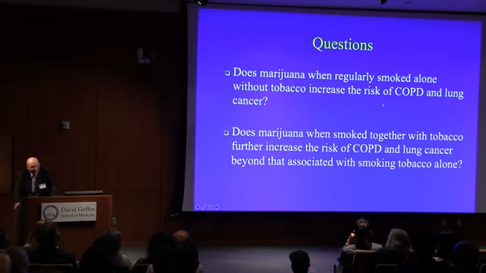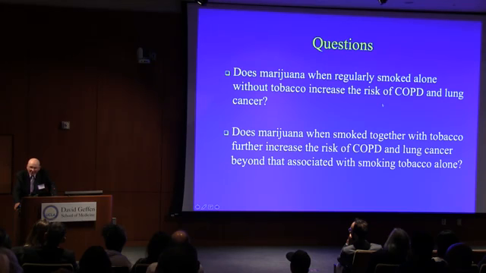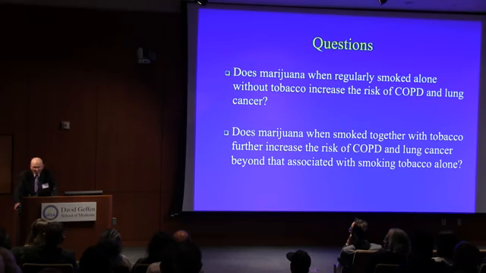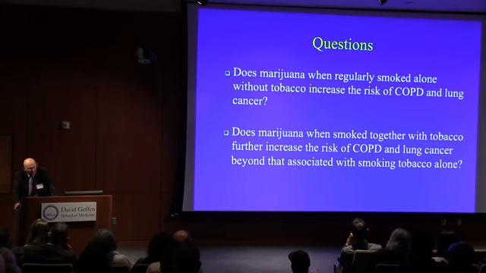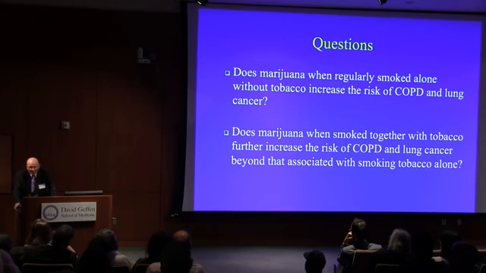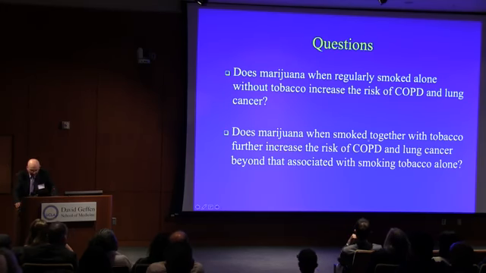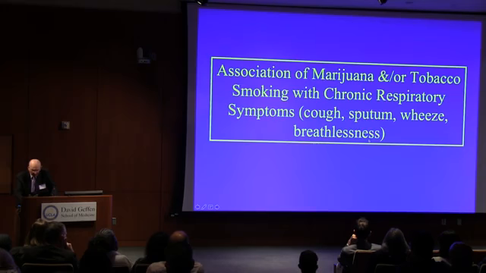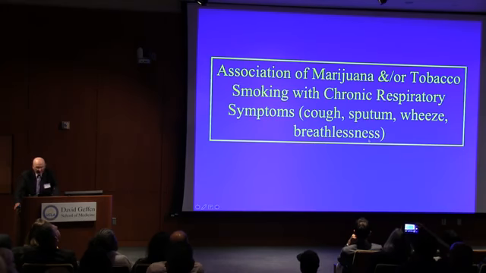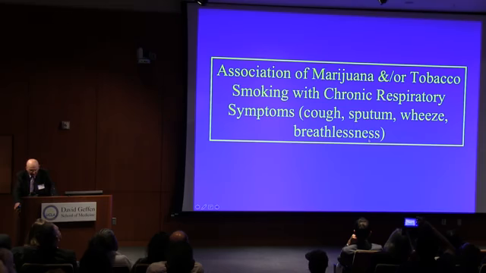And the other thing is that most marijuana smokers also smoke tobacco. Is that still true? Most marijuana smokers also smoke tobacco. They're dual smokers. So the other question is, does marijuana, when smoked along with tobacco, increase the risk of tobacco? Is there a potentiating effect on the health consequences of tobacco? So we'll look at some of the evidence that addresses these questions.